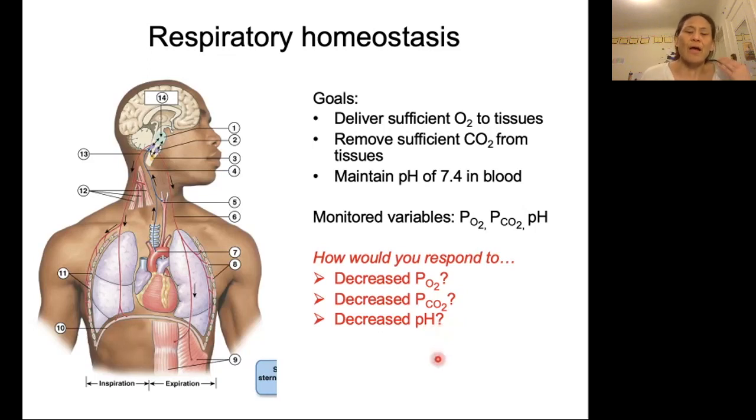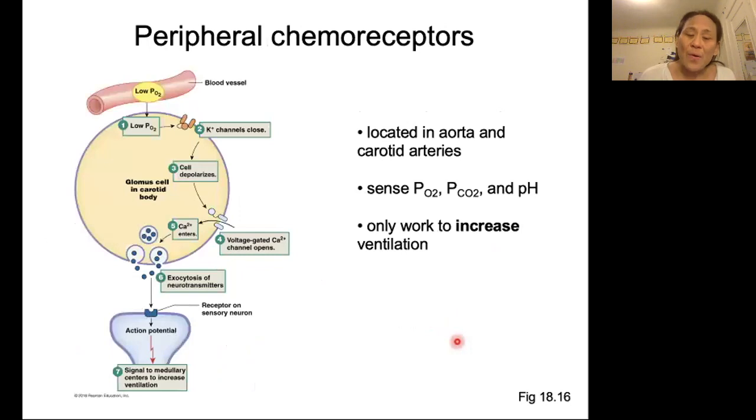The details of the control of ventilation are actually not that well understood. So I'm not going to tell you all that much about it, but I will tell you what we know, which is basically a little bit about the sensors that we have for sensing these stimuli. We have chemoreceptors for sensing our stimuli for ventilation. We have chemoreceptors that are located peripherally, and we have chemoreceptors that are located centrally, meaning in the brain.